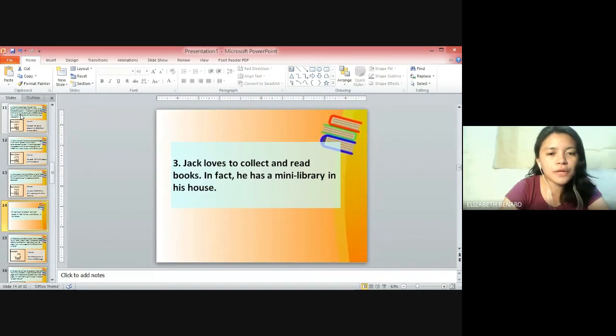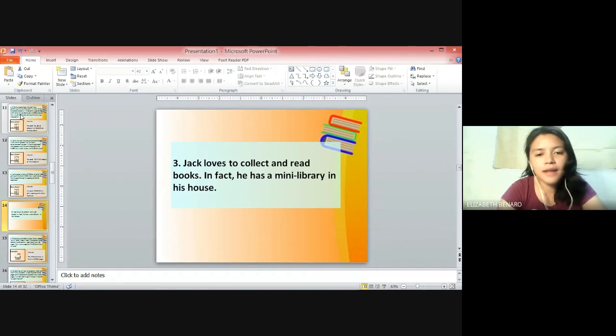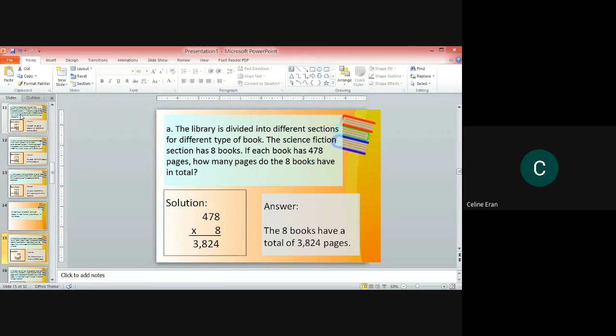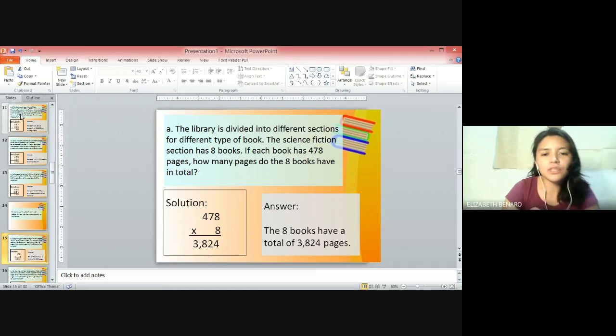Number 3. Jack loves to collect and read books. In fact, he has a mini library in his house. The library is divided into different sections for different types of books. The science fiction section has 8 books. If each book has 478 pages, how many pages do the 8 books have in total?